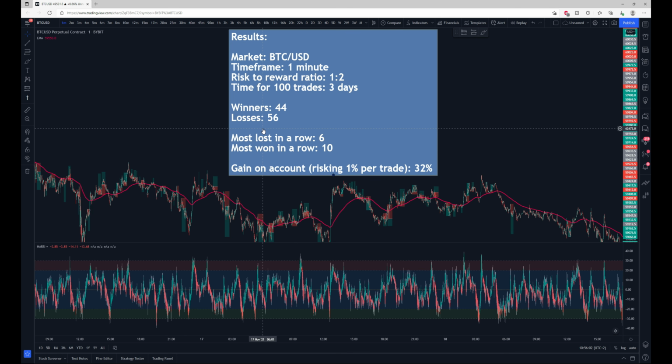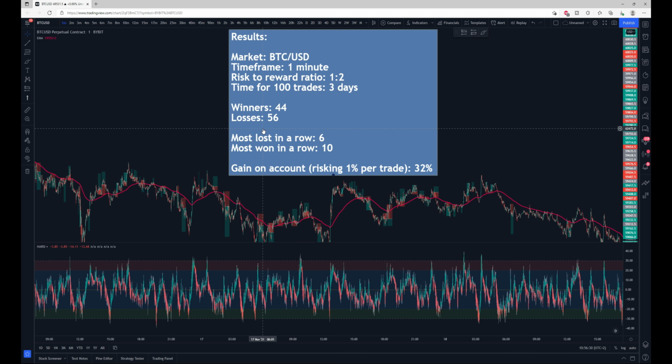The gain on the account, if risking 1% per trade, 32%. So it sounds absolutely out of this world. 32% in 3 days sounds insane, but it's not nearly as good as you think once the commissions are accounted for. Let's talk about the commissions and why they make almost any 1-minute trading strategy either in the negative or barely profitable.